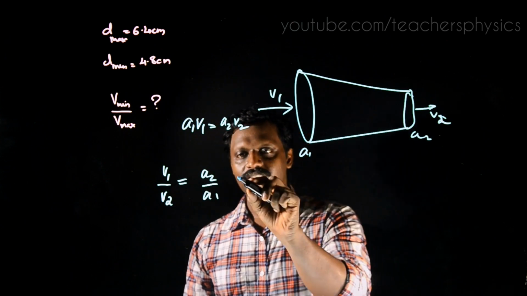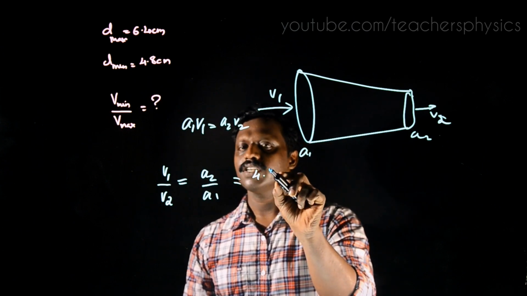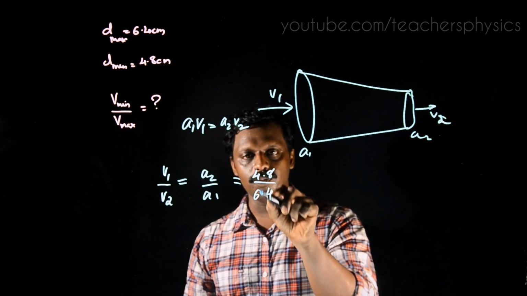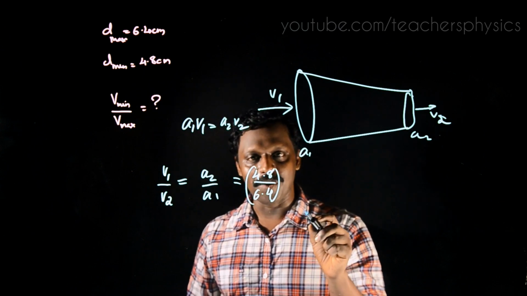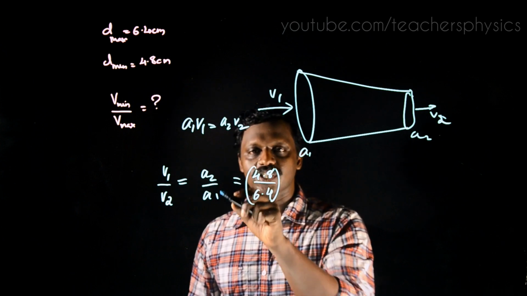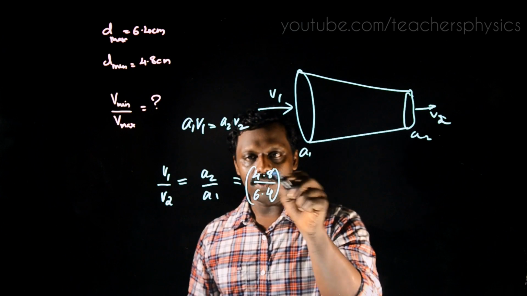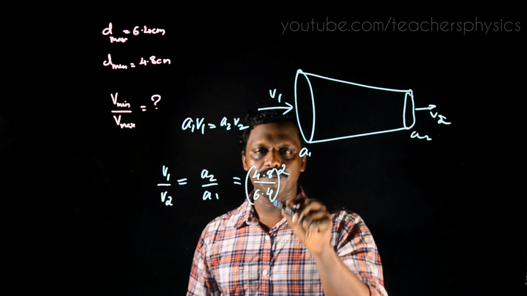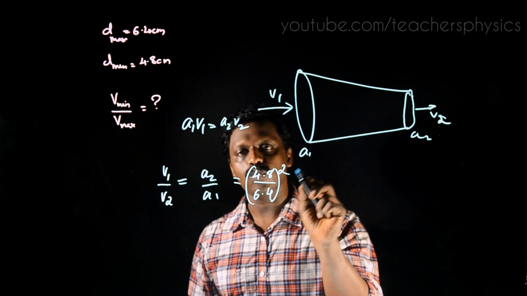By substituting the cross sectional area, which is minimum, is 4.8 divided by the maximum cross section, which is 6.4. Now this cannot be the answer because this is the ratio of the diameters. We have the cross sectional area, so it will be pi d square. So in the ratio the pi cancels, so the ratio of the areas will be equal to the ratio of the diameters, 4.8 by 6.4 square.